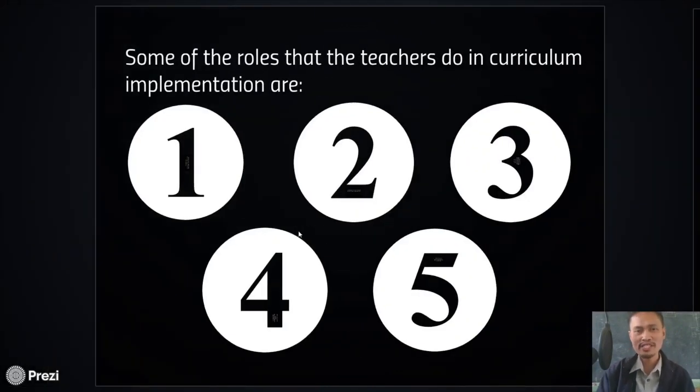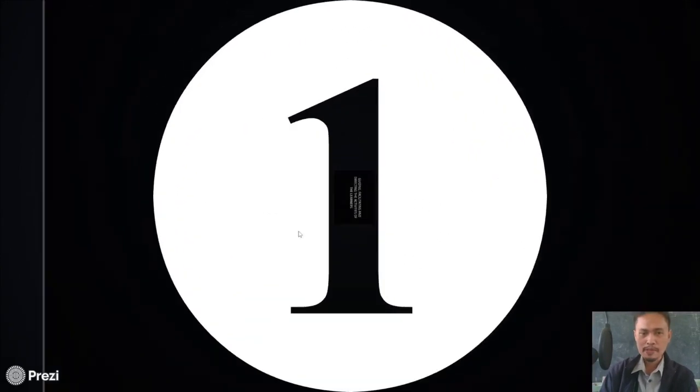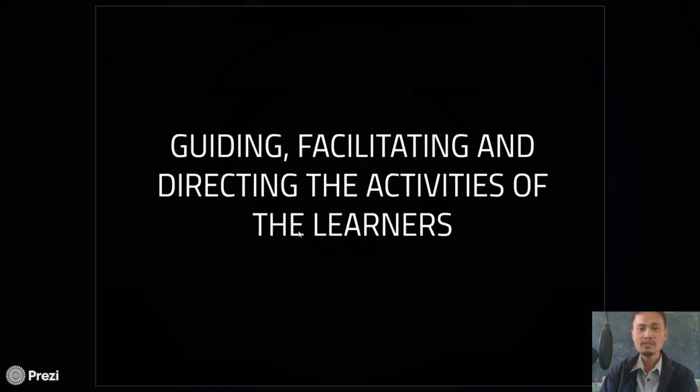Okay. Some of the roles that teachers do in curriculum implementations, we have listed into 5 categories. Number 1 is guiding, facilitating, and directing the activities of the learners. So what we have known, that teachers should be only a facilitator of learners, especially during senior high school, that we are activity based, and teachers are just guiding. They just guide the students on what to do in order for them to learn. So we are teaching them how to learn. So students should learn how to learn.